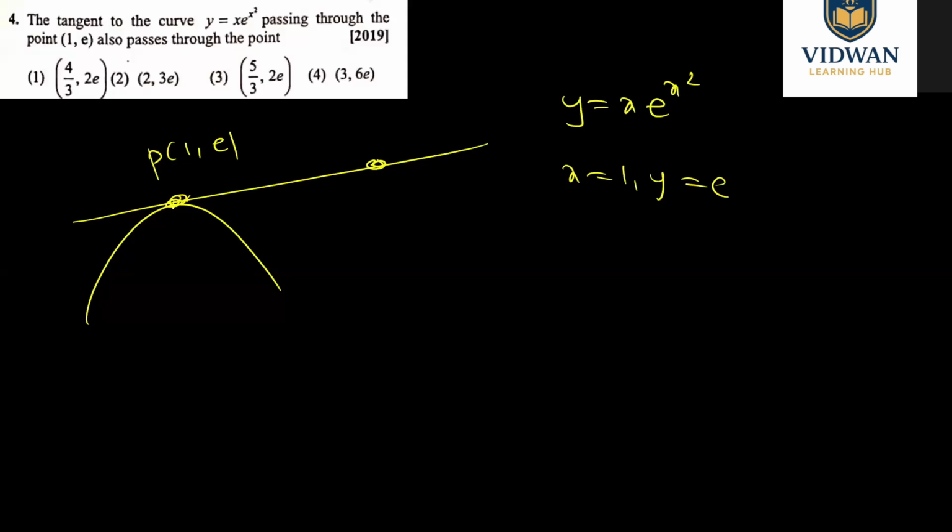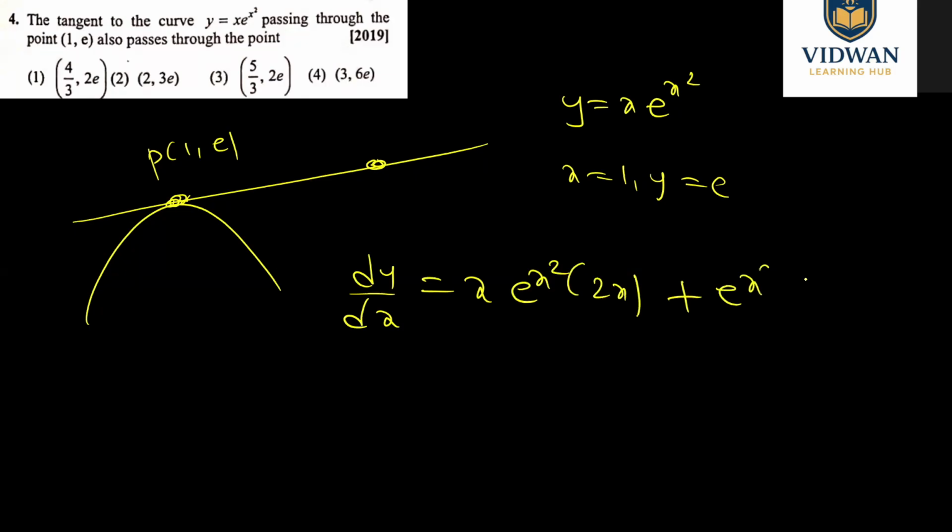So what are we supposed to do? Since you know the point, you just need to find the slope and then use point slope form to find the tangent equation. So let us find the derivative using product rule. If you apply d by dx of uv, write x as it is. Differentiation of e power x square will be e power x square into differentiation of x square, 2x. This is by chain rule. Then plus write e power x square as it is into differentiation of x, which will be 1.